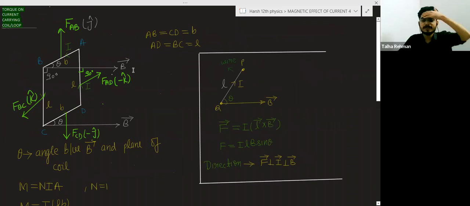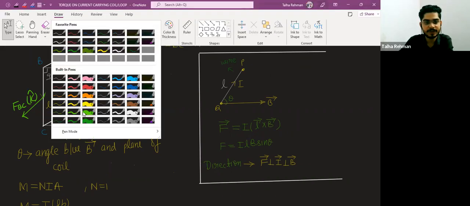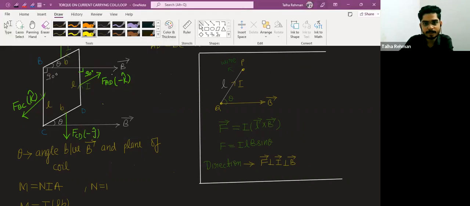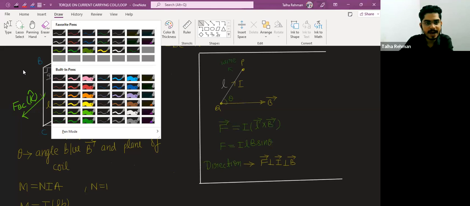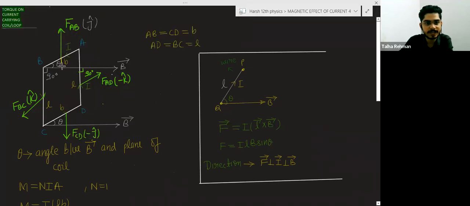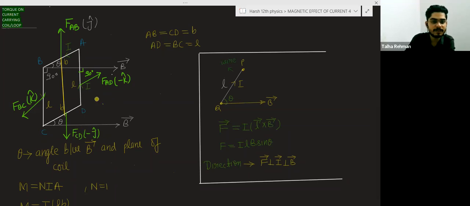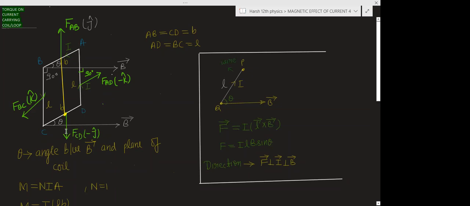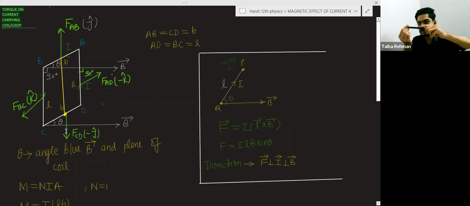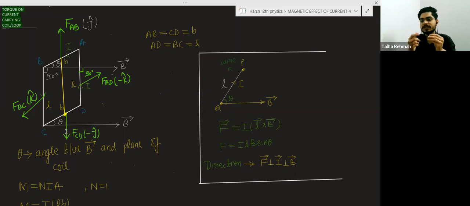Torque will be generated when the lines of action of the forces are different. Here FAB and FCD are in equal and opposite directions, and both are acting along the same line of action, which means they are collinear forces. If I apply one force in this direction and another in this direction, this pen will not rotate. For the rotation of the pen, one force should be in this direction and another force in this direction. So the lines of action of the forces should be different.